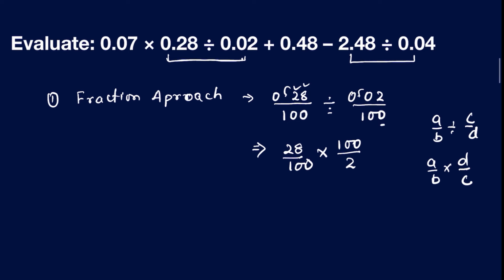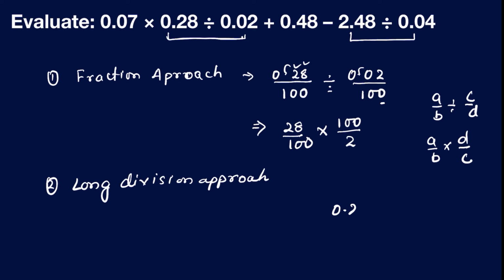Another approach is the long division method, where you convert the divisor into a whole number. So if you have to divide 0.28 by 0.02, you convert 0.02 into a whole number. For that, you have to shift the decimal to the right and keep shifting until it becomes a whole number. So to make 2 a whole number, we have to shift the decimal 2 places. When you shift the decimal 2 places, you write 2 zeros here. And when you are shifting decimals from the divisor, you have to do the same with the dividend also. So you have to shift 2 decimals here also. So it means 28 will become 28.00.